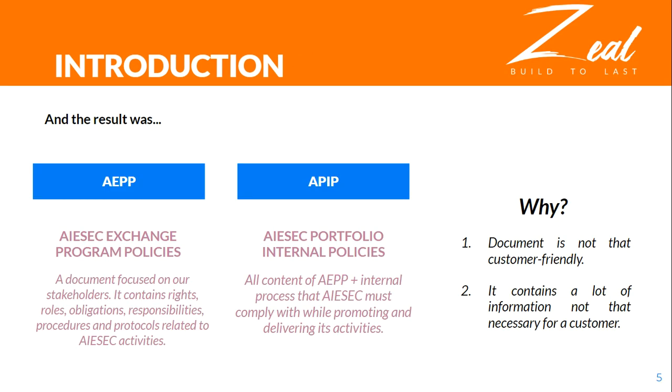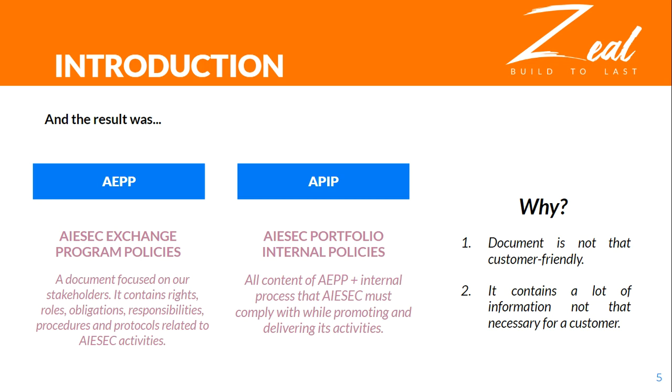And the result was two documents. AIESEC Exchange Program Policies, a document focused on our stakeholders. It contains rights, roles, obligations, responsibilities, procedures, and protocols related to AIESEC activities. And the second is AIESEC Portfolio Internal Policies. All content of the first one, plus internal processes that AIESEC must comply with while promoting and delivering its activities.